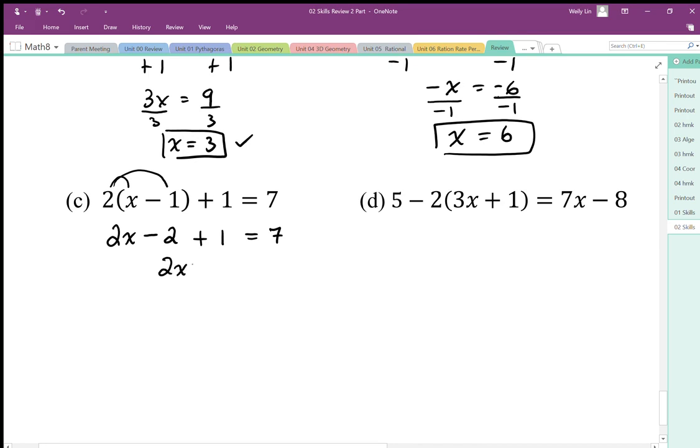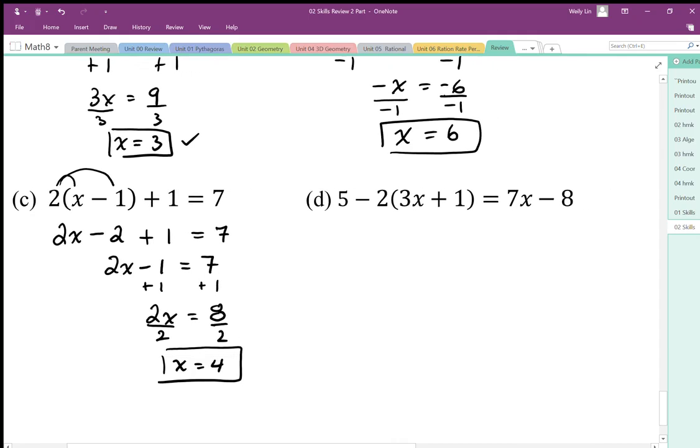It's always a good idea to combine like terms whenever you can. So negative 2 plus 1 is negative 1. Please do not do 2 plus 1. Okay, this is negative 2 plus positive 1. I want to get rid of the minus 1 because I want to get x by itself. I end up with 2x equals 8. Divide both sides. I'm left with x equals 4. You can check it again. 4 minus 1 is 3, times 2 is 6, plus 1 equals 7. That looks good.